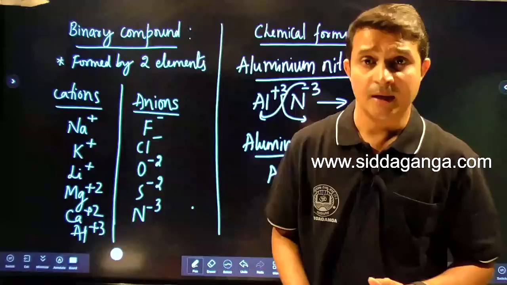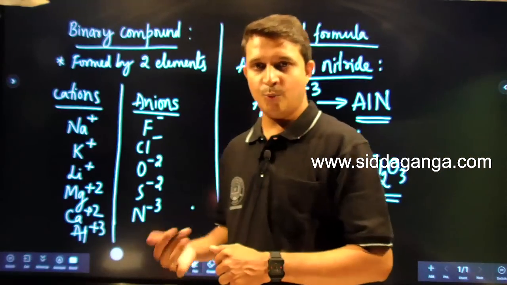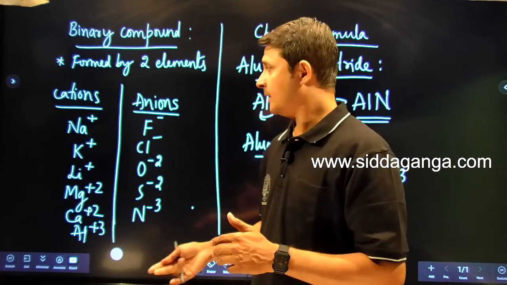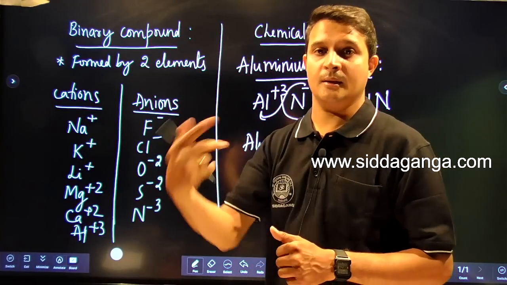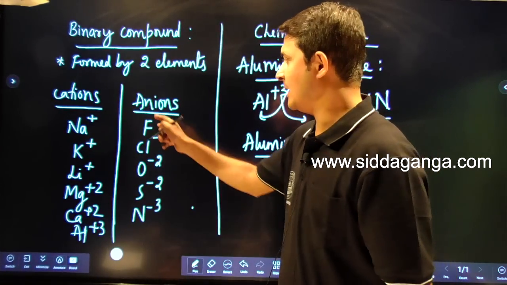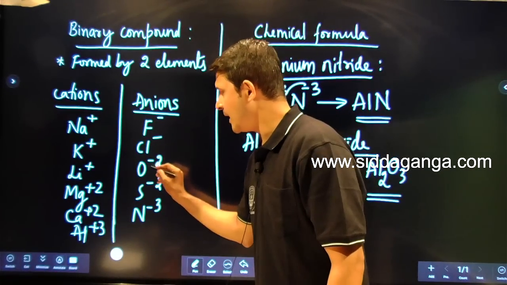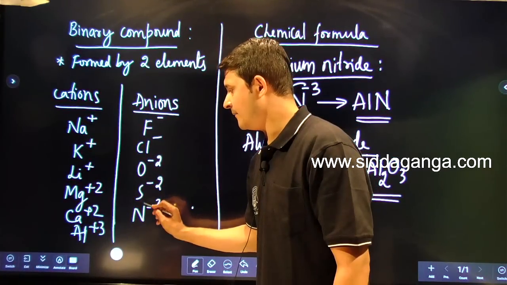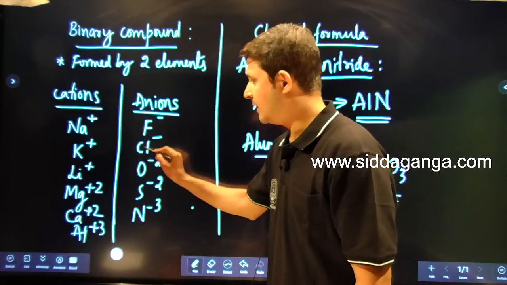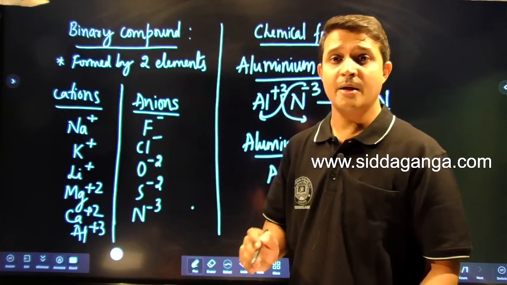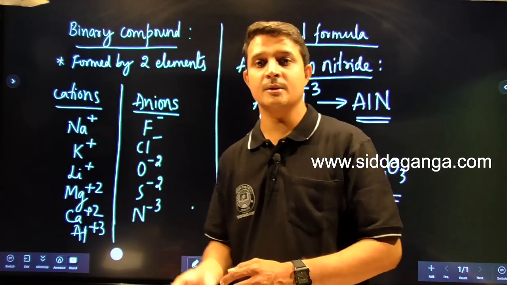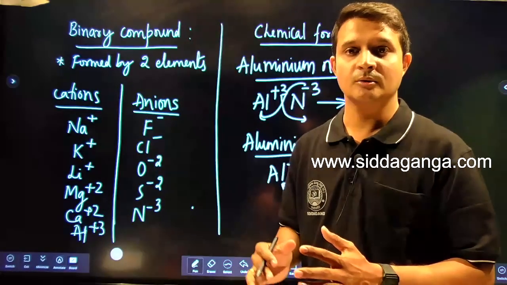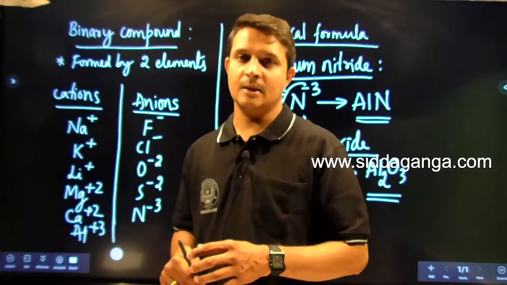We'll be continuing with writing a few more chemical formulas with polyatomic compounds. Here the anions, fluoride, chloride, oxide, sulfide, nitride, have only one atom. If more than one atom is present, then we can represent it by a formula again. We will learn that in the next class.